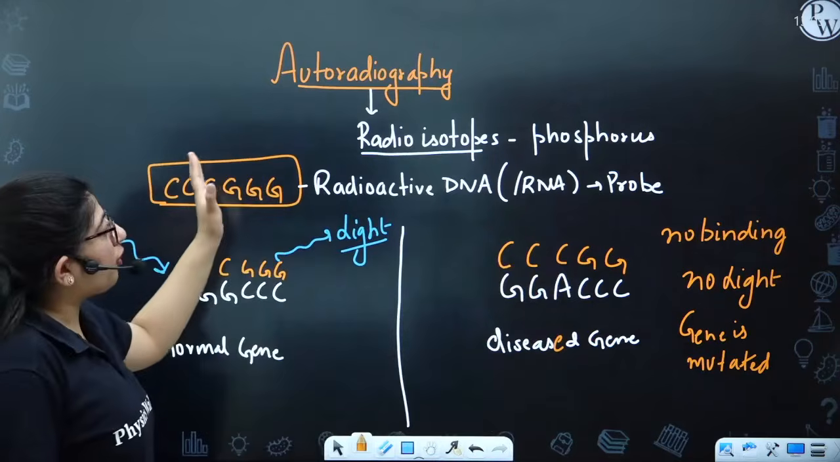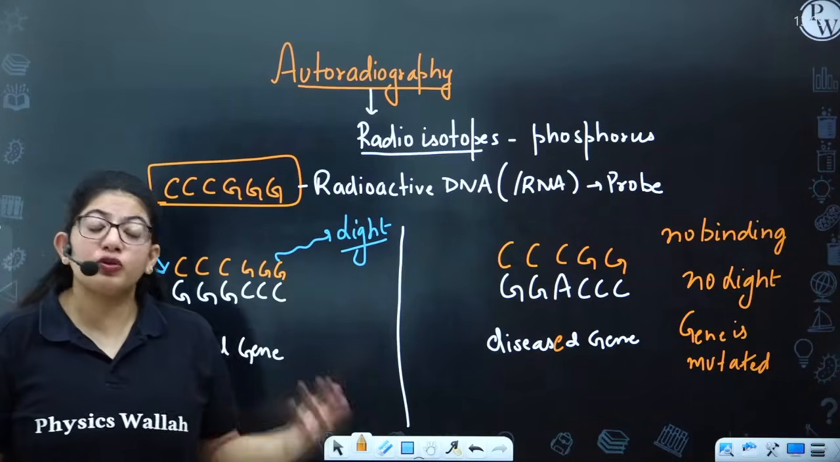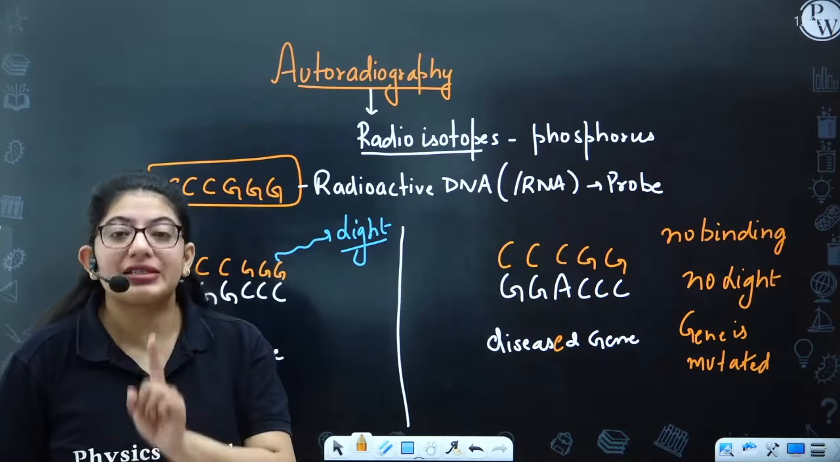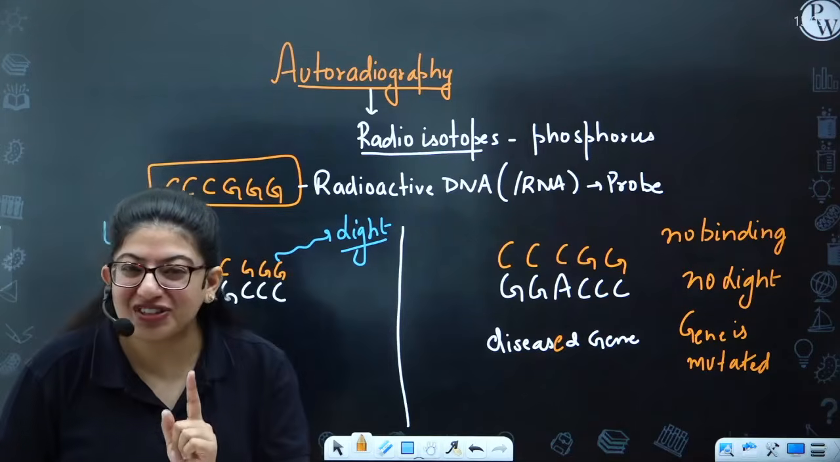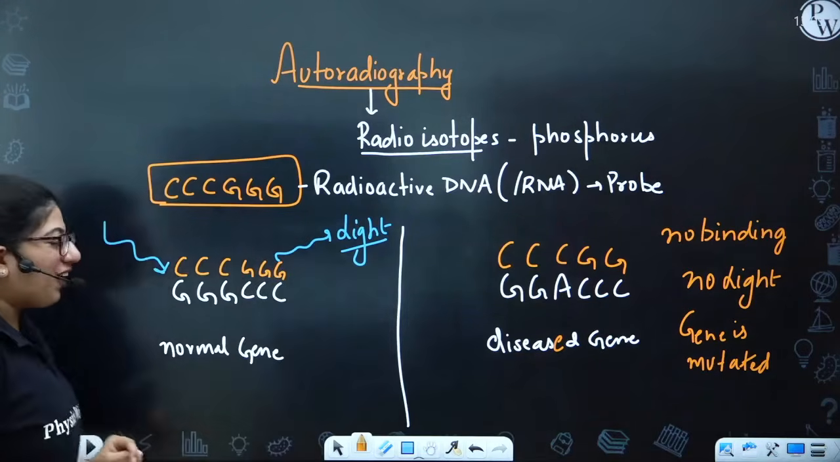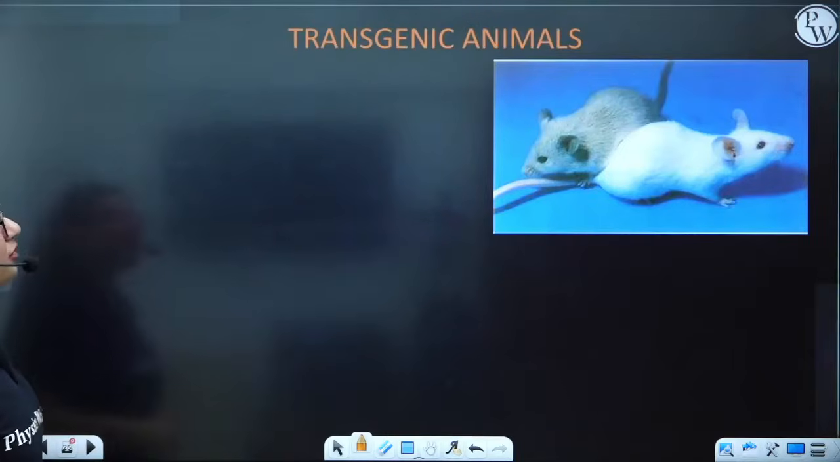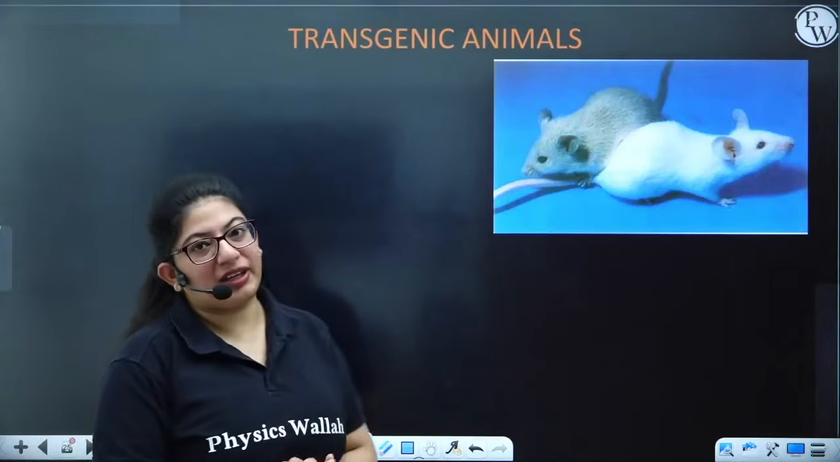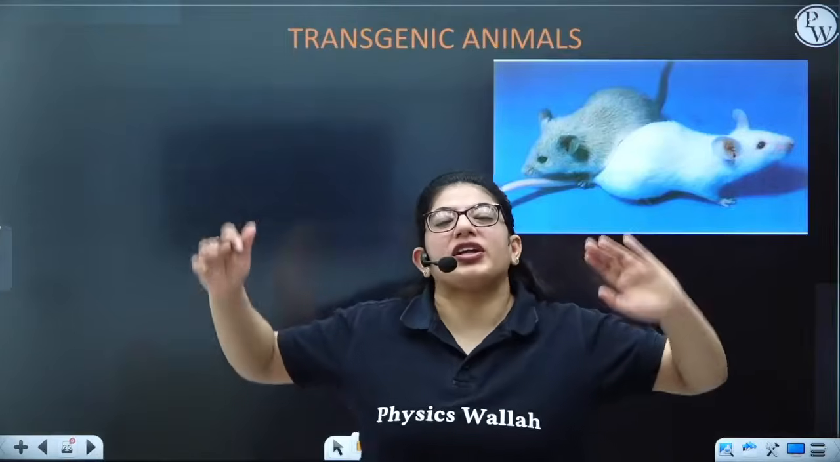So this is another high-tech technique that you can use to check whether a person is diseased or not, and having which disease? Genetic disease. All right. Moving further to the next topic: transgenic animals. Now, what are transgenic animals?